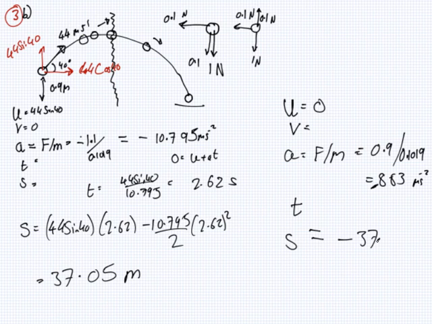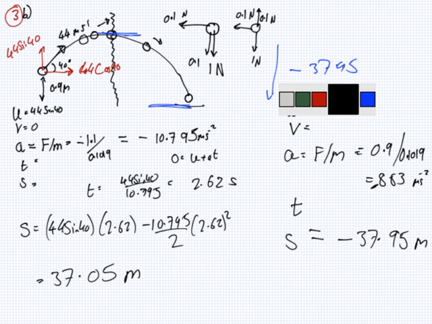Close. Close. Close. 9.5. Why? Yeah. If it starts here and finishes here, that's displaced by minus 37.95. Okay, let's get the T now.